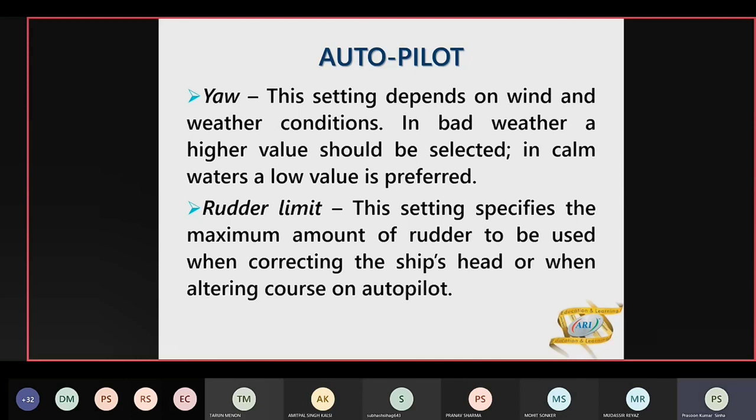In bad weather your ship is behaving like a toy, its heading is going from here to there. Should you try to keep it straight by operating the rudder so that she is not oscillating so much?